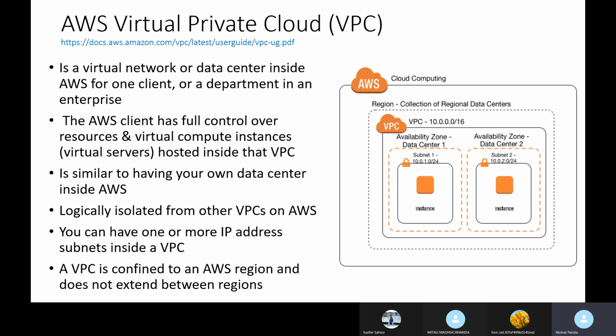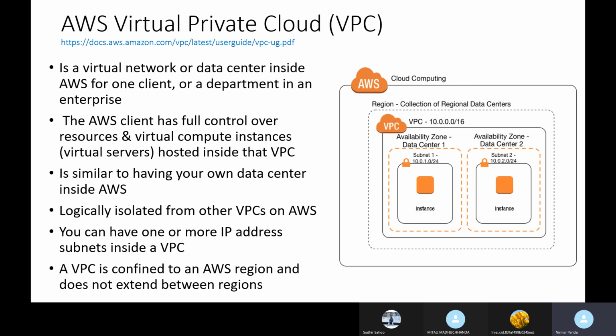Your systems can communicate with each other, but the whole environment will be secure from outside, and no outside people can communicate with your instance or enter your environment. So you have to provide some rules so that they cannot enter, right? It is similar to having your own data center, and it is logically isolated from other VPCs on AWS. Suppose you create more VPCs, maybe 5 or 10, and each VPC has its own isolated environment.